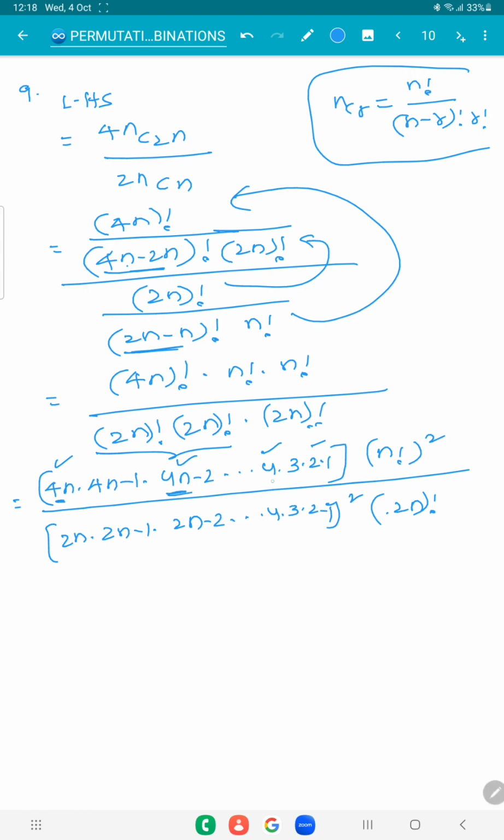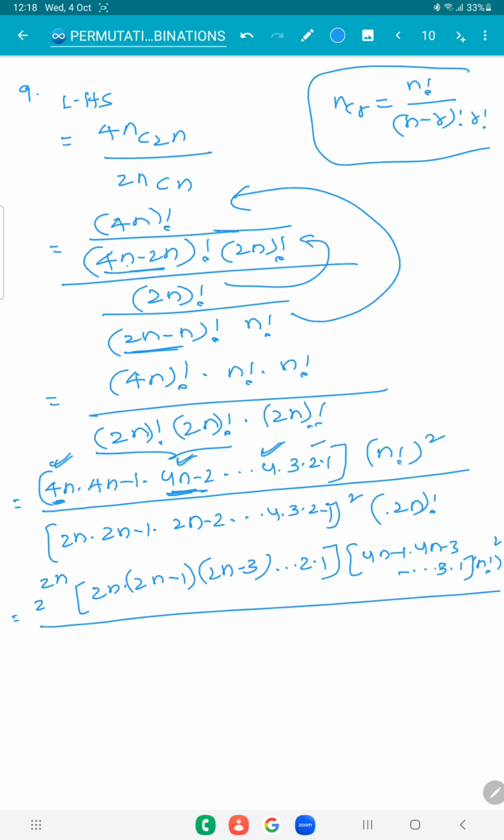From these 2n terms, from each term I am bringing 2 common. It means that 4n can be written as 2 into 2n. This is written as 2 into 2n minus 1. Such terms, 2n terms, are there, right? So we get 2 power 2n, 2 into 2 into 2, 2n times. When 2 is common, we have 2n, 2n minus 1, 2n minus 3, and so on, 2 and 1. Remaining thing is 4n minus 1, 4n minus 3, and so on, 3, 1, into n factorial whole square.